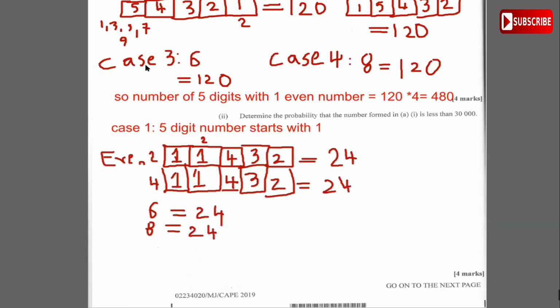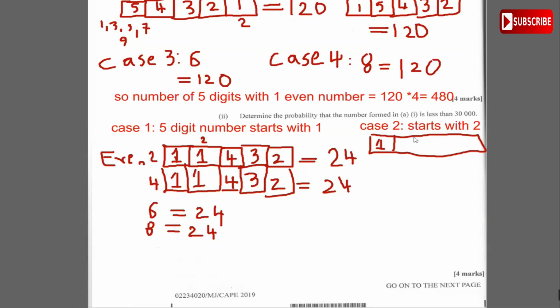All right, now let's look at case 2. Case 2 is if the numbers start with 2. So case 2 is that the 5-digit number starts with 2. If the 5-digit number starts with 2, then that means we can't use any other even number. There's only one way that can go, one way, it starts with 2. Then that means we have 2, 4 out, 6 out, 8 out.